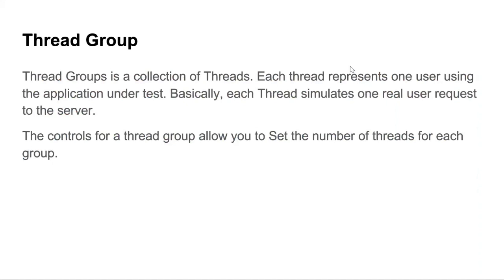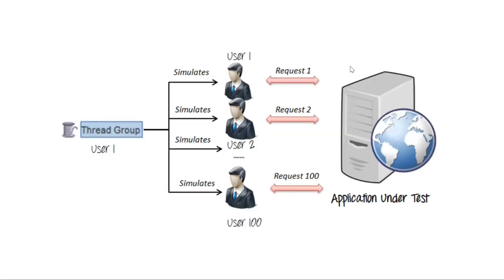Then thread group. The thread group comes into the picture when we need to simulate multiple user requests. So if I need to simulate 100 users, we will create 100 threads inside our thread group so that we can see the concurrent execution for multiple users.